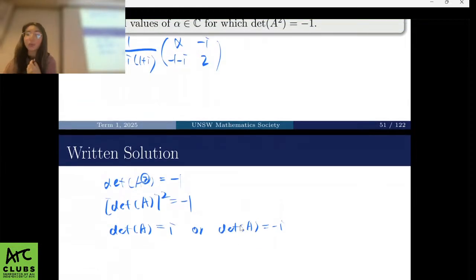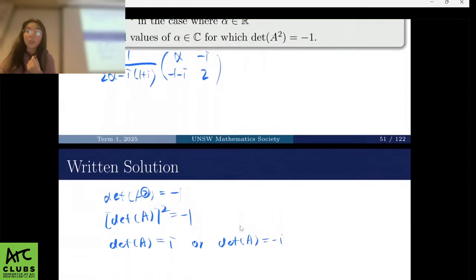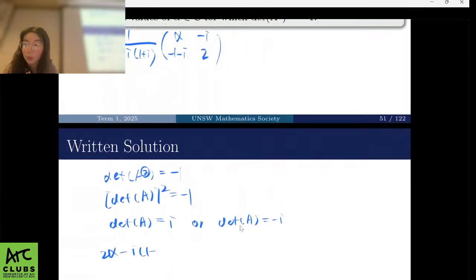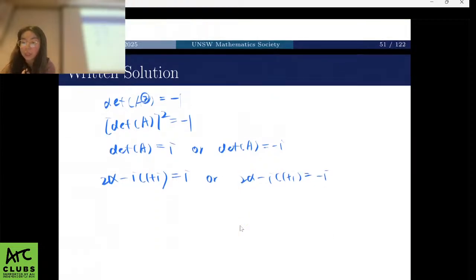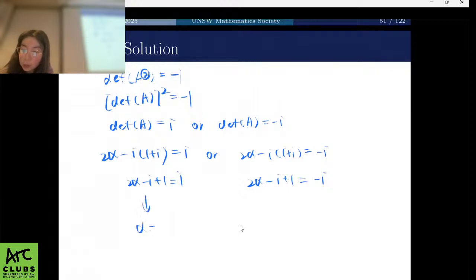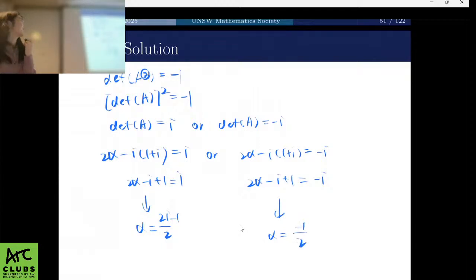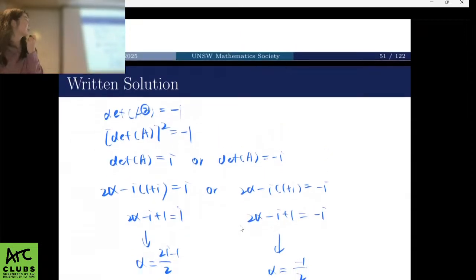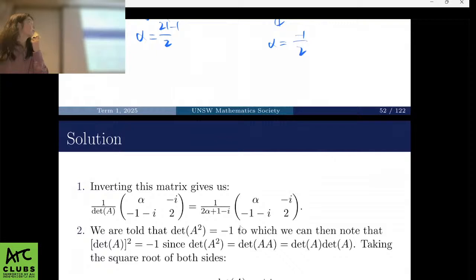And we can find the determinant of A in terms of alpha from our original expression. Recall that the determinant is 2 alpha minus I times 1 plus I. So that could be equal to I, or that could be equal to -I. Then quickly simplifying the expression, we have 2 alpha minus I plus 1 is equal to I, or -I. And then to find alpha here, we get that alpha should be equal to I on 2, and in this case we get alpha is equal to 2I minus 1 on 2, and this would be -1 on 2. When you write the i's, just be careful of where the dot goes, otherwise it's very easy to make a mistake. But yes, that is our final two values of alpha for this question.